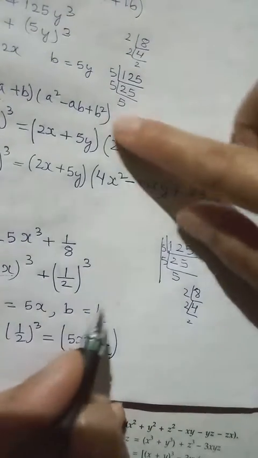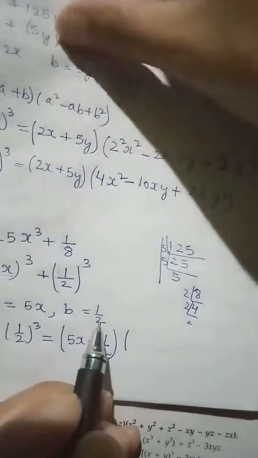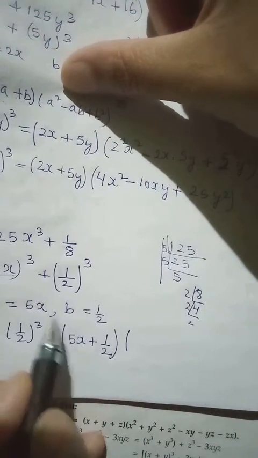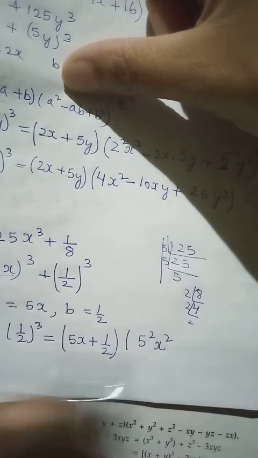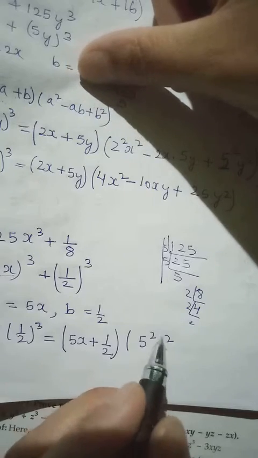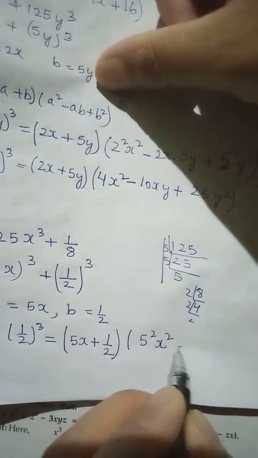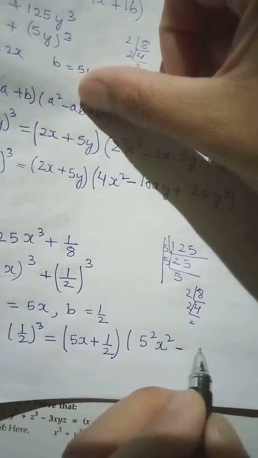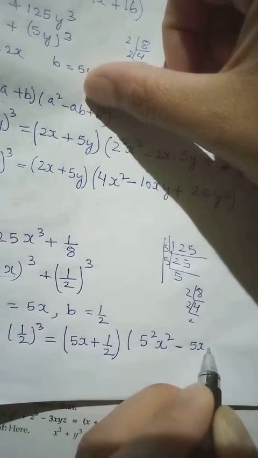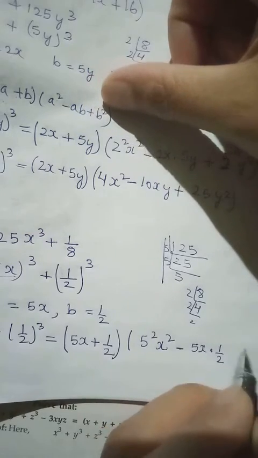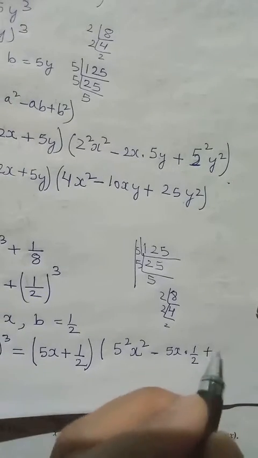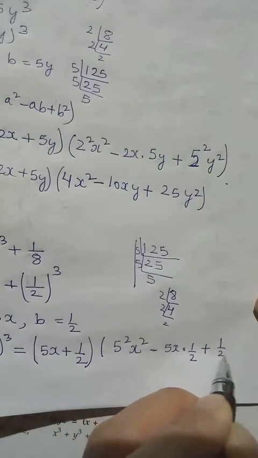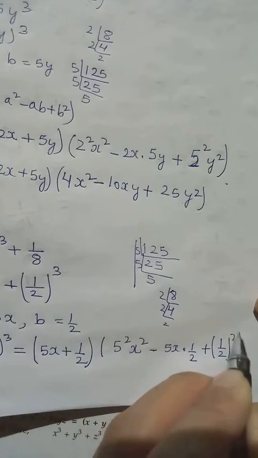So we have to move on to the next part, the second bracket. Here we have A square. What is our A? 5x. So we have to square 5, we also have to square x because they are of the same term. Then what sign we have from formula? Minus. What is your A? We have 5x. What is B? We have 1 by 2. Then what sign? We have plus. Then B square. So in place of B, we have 1 by 2 whole square.